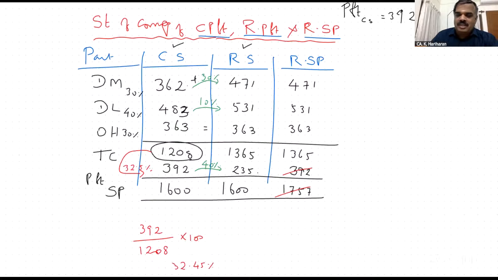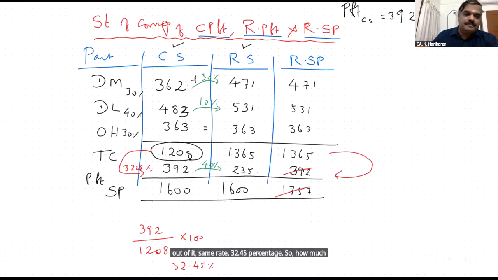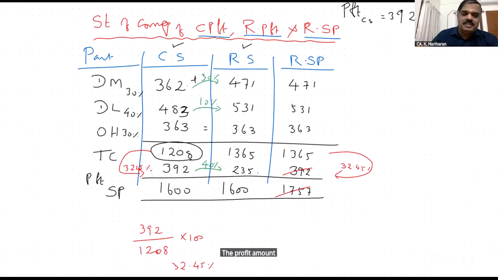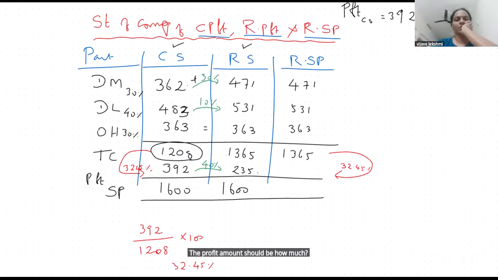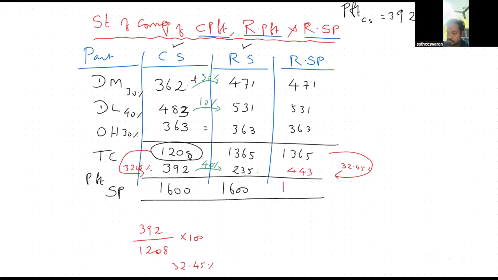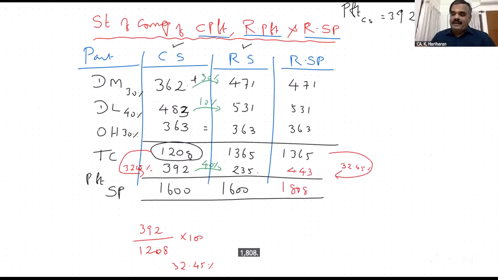If the revised cost is 1,365, out of which they are getting the same rate of 32.45%, how much profit do they need? 443. The profit amount should be 443, the revised profit. Therefore, the revised selling price is 1,808. Now understood, Haripriya? Yes, sir.